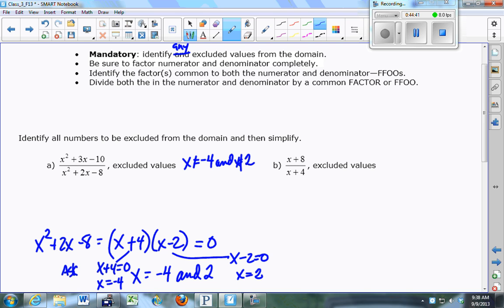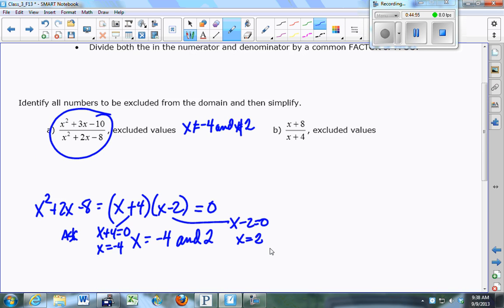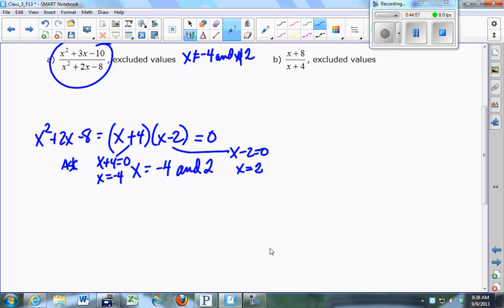X does not equal 2. You can put a comma, I don't care what you put. Okay, so how am I going to reduce or simplify this expression? What do I do first to simplify that?